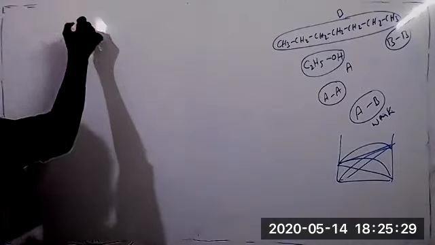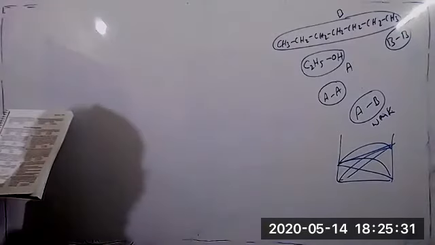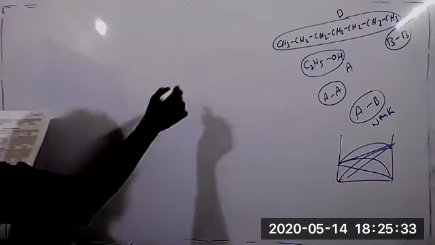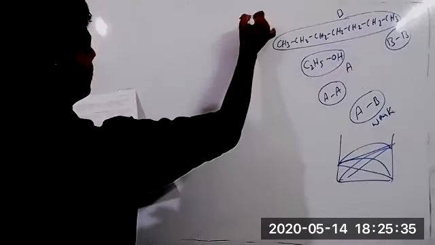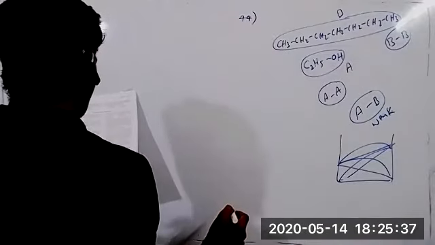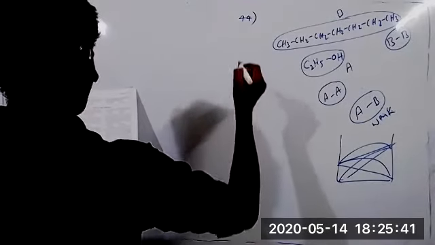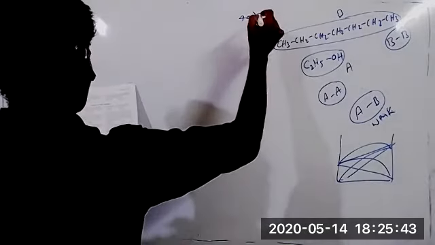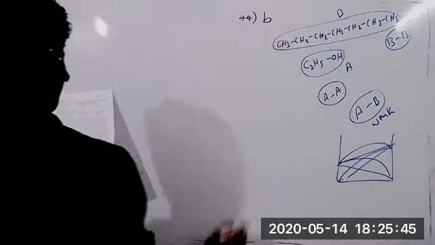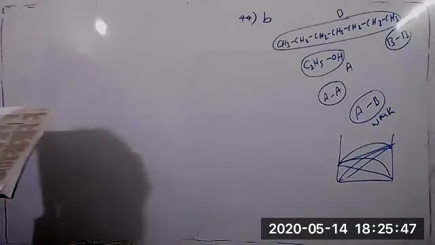Sir, yes, tell me. Sir, what is the previous question's answer, sir? 44. The answer to 44 shows positive deviation. B is correct. Now 45.